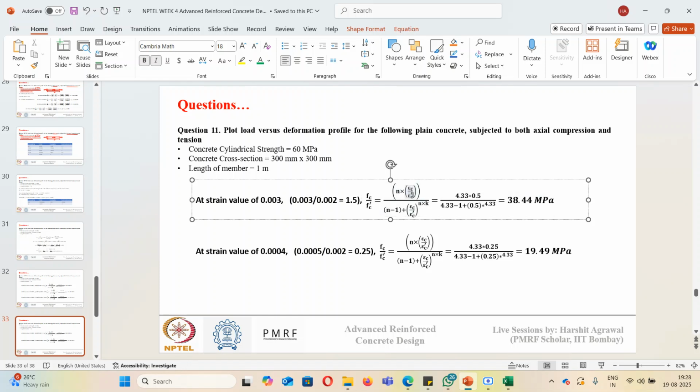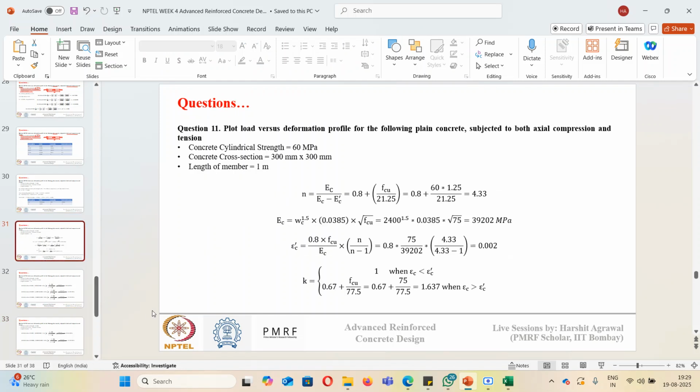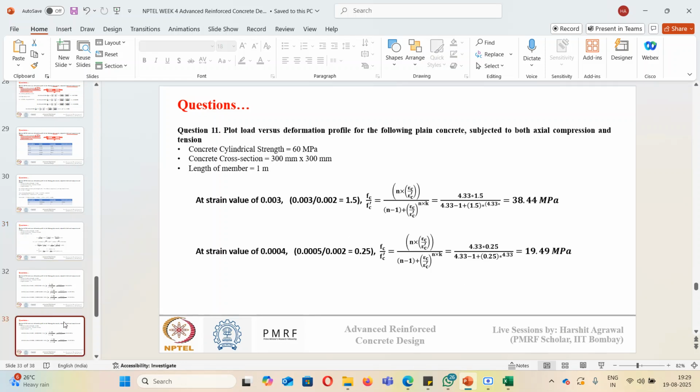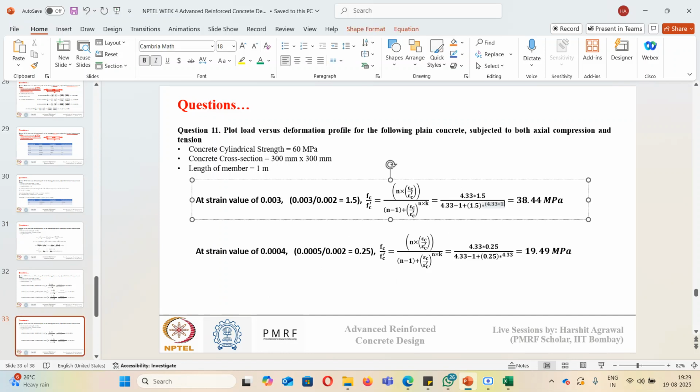So I will do three changes this time. 4.33 into 1.5 upon 4.33 minus 1 plus 1.5 to the power 4.33 into k. So k we have calculated earlier. It was coming out to be 1.637 when the strain is more than the peak strain. So I will take 1.637 here. Okay, now.